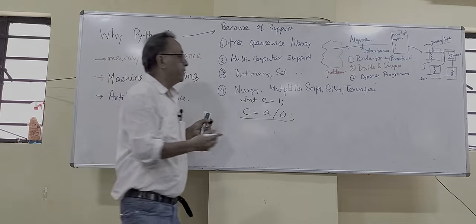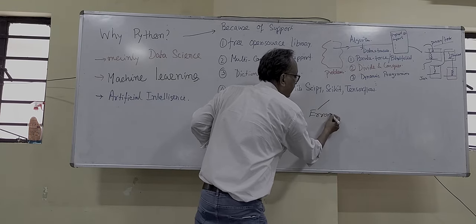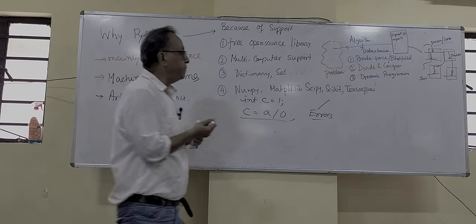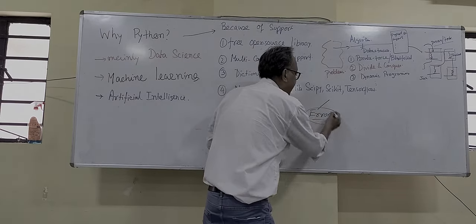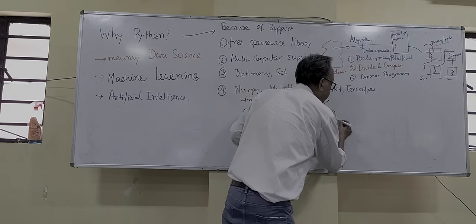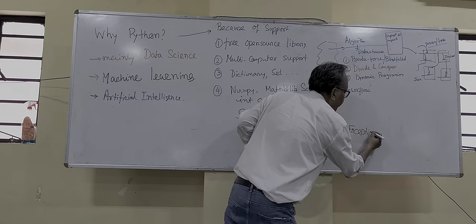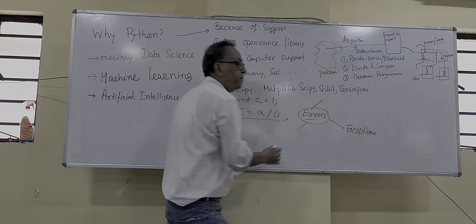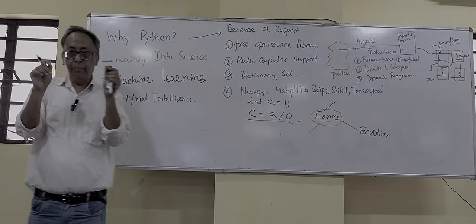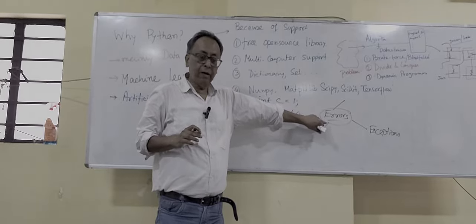There are two types of thing. One is error, and another, can you tell me any other term? Exception. What is the difference between error and exception? This is error, and another is exception. Error or exception, what is the difference? A subtle difference is there. Errors are whenever your power supply goes out or there is a memory error, that is called error. You cannot handle it, but you can see how to handle it.